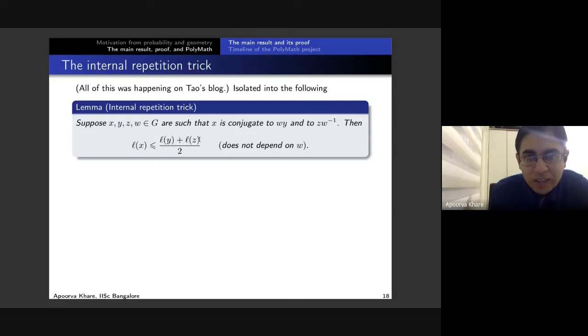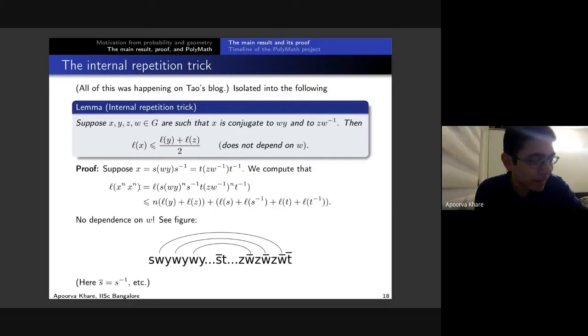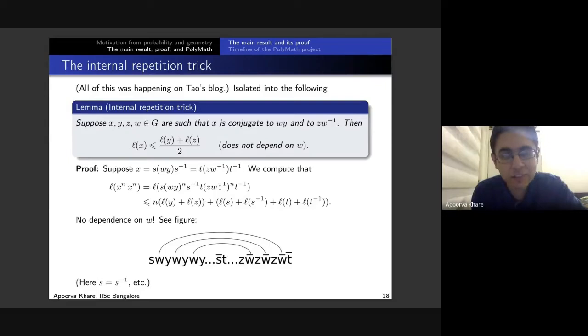Okay? And the proof is, again, it's going to fit on this slide. It's a beautiful proof. Here is the proof. So first of all, let's write down x is conjugate to wy, so it is s wy s inverse. And x is conjugate to zw inverse, so it is t times this times t inverse. Right? Now let me write down the same idea as what Pace Nielsen had. Take a large even power of x, x to the n times x to the n. The first n of them I'll write down in this way. The last n of them I write down in this way using the other one. So you get the nth power of the element in between and the same conjugation.